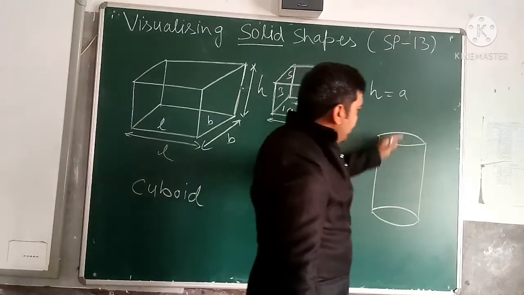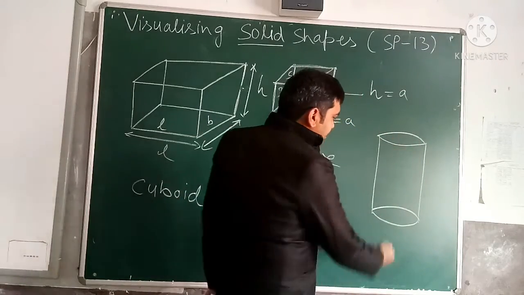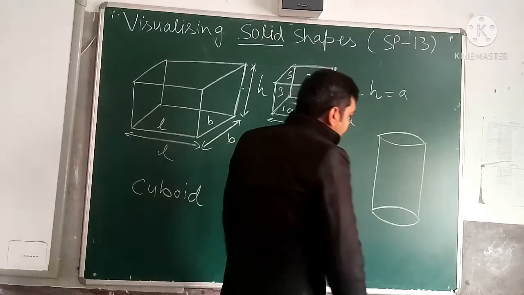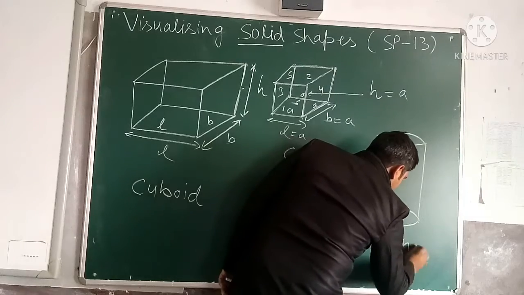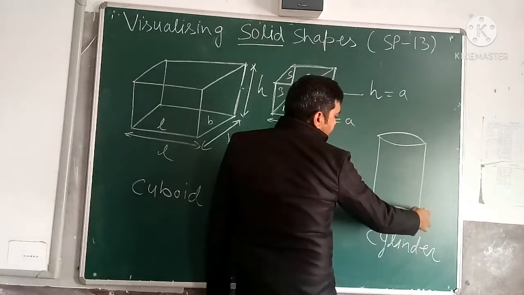The bottom face and the top face. The top and bottom face of the cylinder is circular. See, the bottom is also circular and the top is also circular. So this is called the cylinder. This is what? Cylinder. So this is called the height of the cylinder.